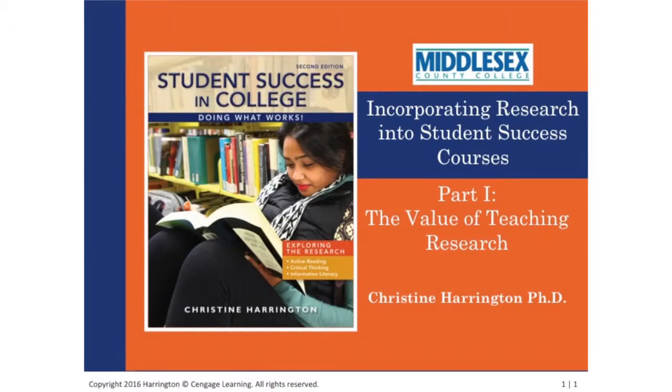We'll also take a look at some of the specific content related to the textbook, the second edition, and think about some different ways you might be able to integrate it into your class. So let's start by talking about the value of research and why research is so important and why it belongs in the Student Success course in their very first semester.